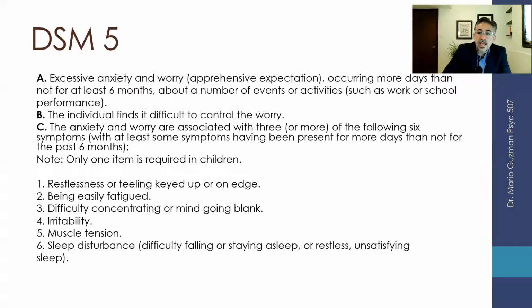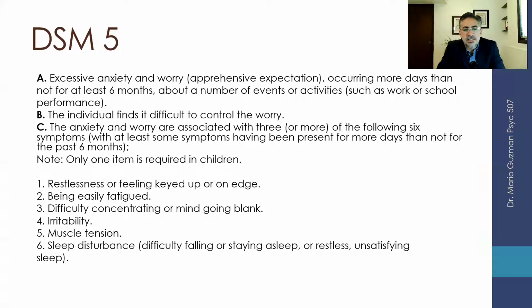So criteria A, excessive anxiety and worry, apprehensive expectations occurring more days than not for at least 6 months about a number of events or activities such as work or school performance, or all of them. The individual finds it difficult to control the worry. The anxiety and the worry are associated with 3 or more of the following 6 symptoms, with at least some symptoms having been present for more days than not for the past 6 months. In the case of children, only 1 symptom is required, okay?